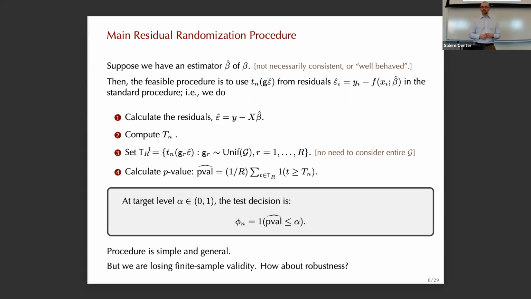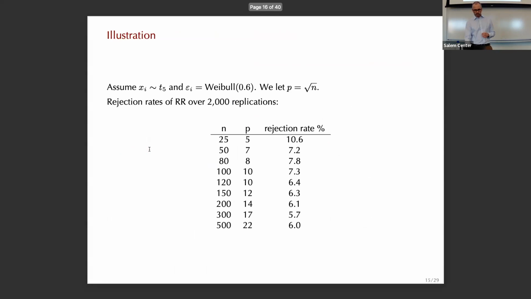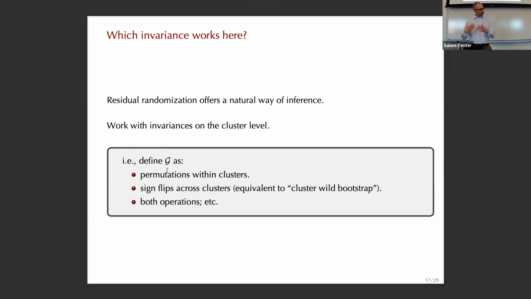You don't have to come up with something entirely new, as in the bootstrap. The moment you define these G's, you apply this residual randomization method, and then you hope for validity. And I can show you quickly soon what these validity conditions are.